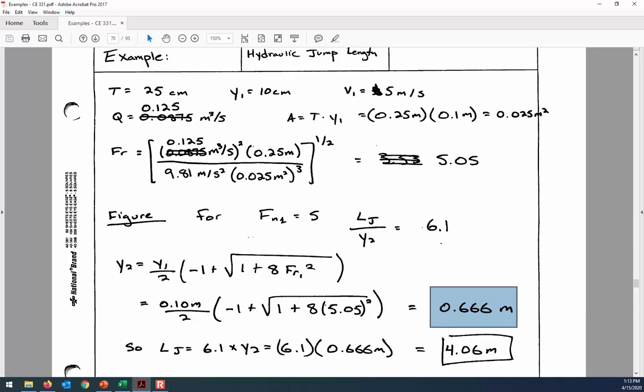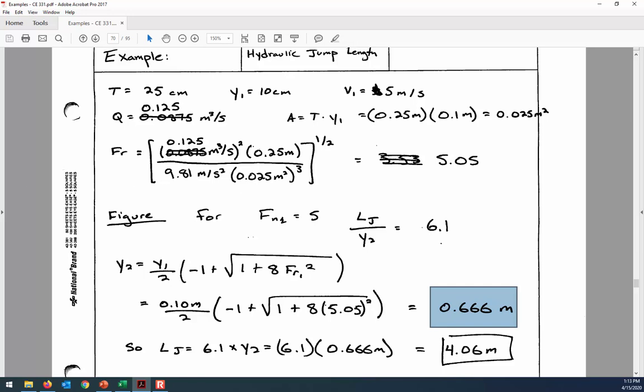Before we move on from this figure method, are there any questions about how we use the Bureau of Reclamation nomograph to calculate what would be the length of the jump? Any questions at all? Okay. So that was the first method for calculating the length of the jump.